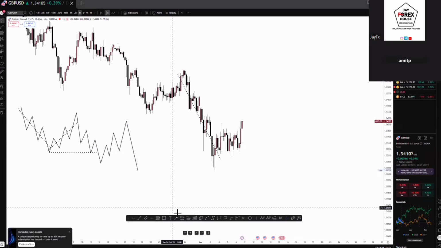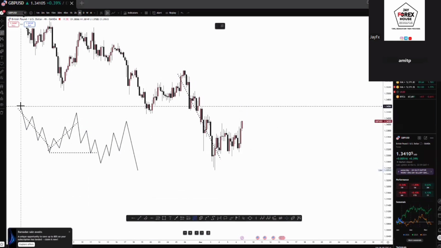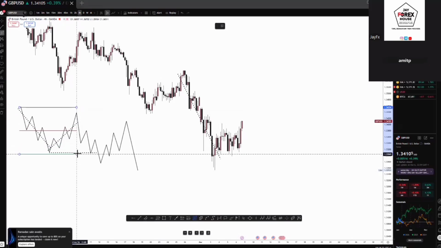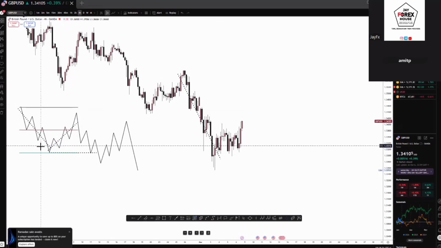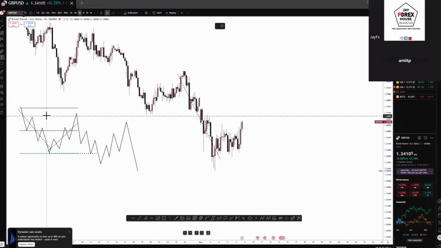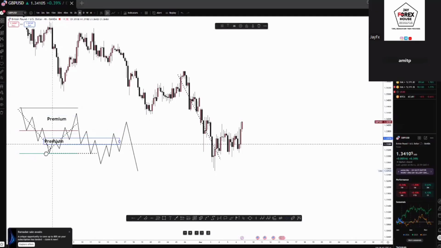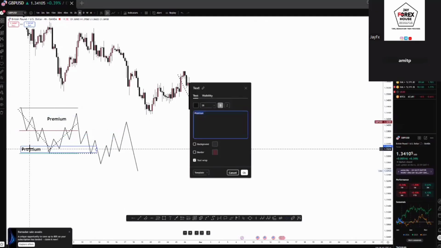The price creates this range using internal structures of highs and lows. That's the example I showed you here. Now, for a retracement to happen, a retracement is simply price retracing into a previous range to clear out liquidity within a premium or discount level. So we have this as premium. We have these points as premium. We have this point as discount.